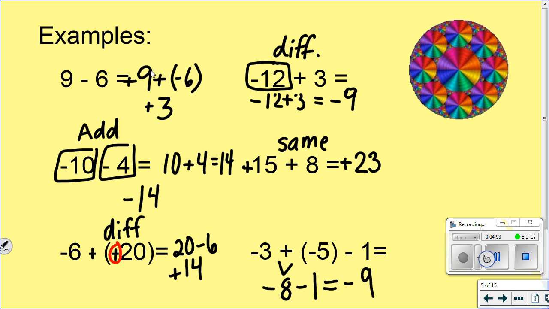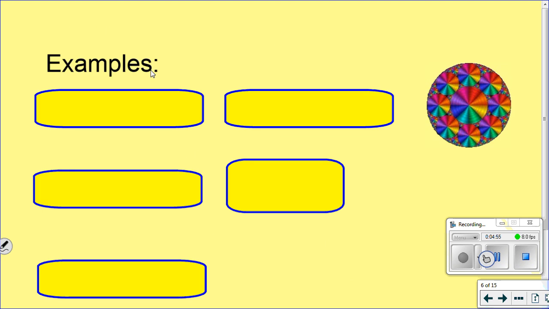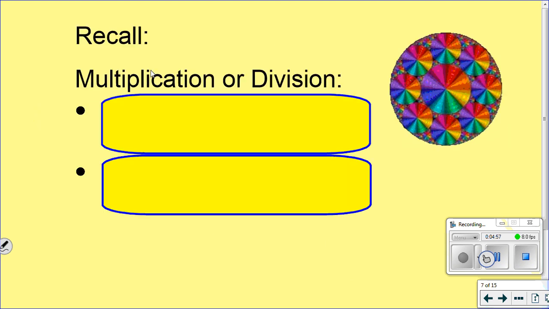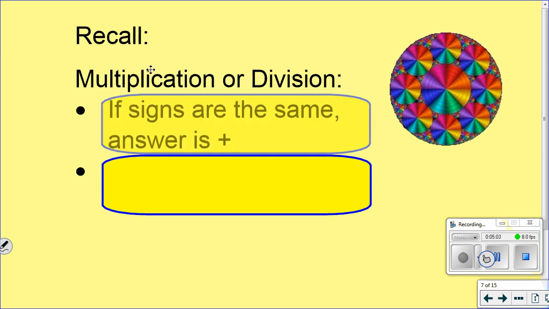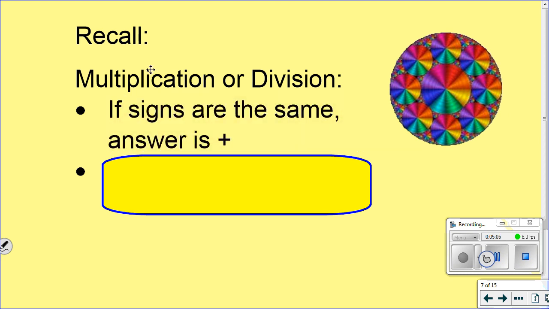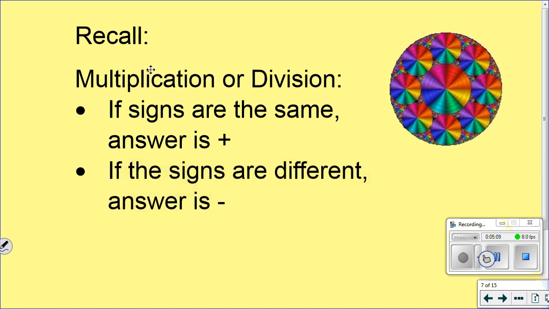All right, so moving on. Multiplication and division. So remember the couple of rules for multiplication and division. First of all, if the signs are the same, the answer is positive. If the signs are different, the answer is negative. So same signs, positive, different signs, negative.